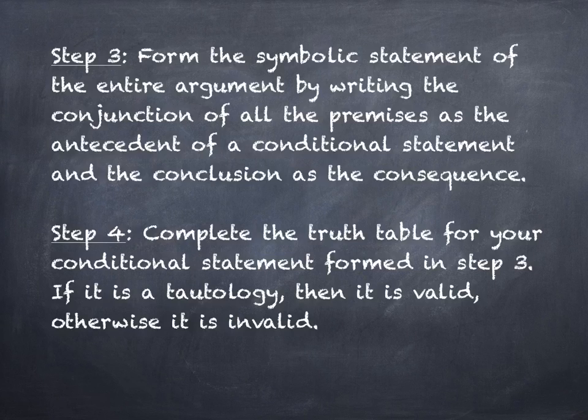And then step 4 is actually just doing the truth table. And once you do the truth table, you look at the very last column of your truth table, and if it's all T's, then it means it's a tautology. We encountered that a couple sections ago. And if it's a tautology, it's a valid argument. And if it's not a tautology, it's invalid.